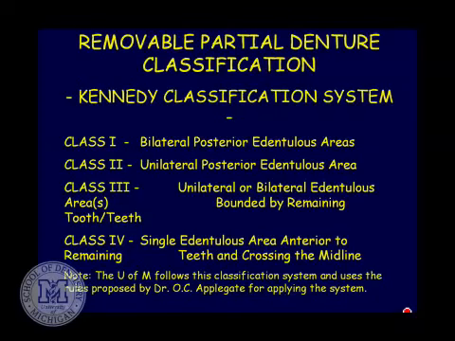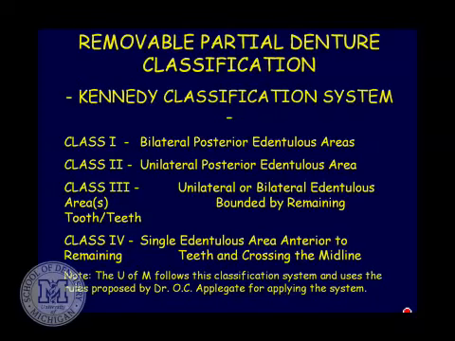The most common partials we do are Class 1 or Class 2 partials. Sometimes people confuse Class 1 and Class 2. Class 1 is the more common; that's bilateral distal extension. Class 2 is unilateral distal extension. Sometimes people think Class 1, they think one side, and Class 2, they think two sides. But Class 1 is bilateral distal extension, and Class 2 is unilateral distal extension.